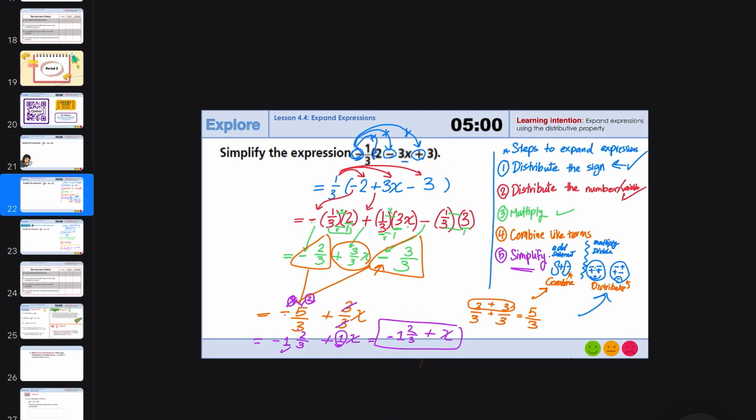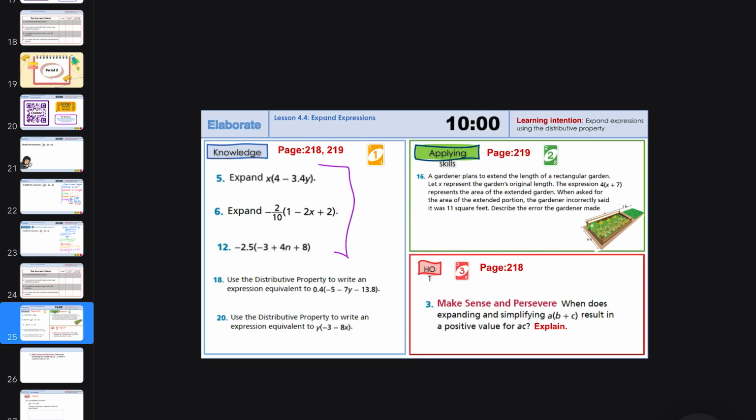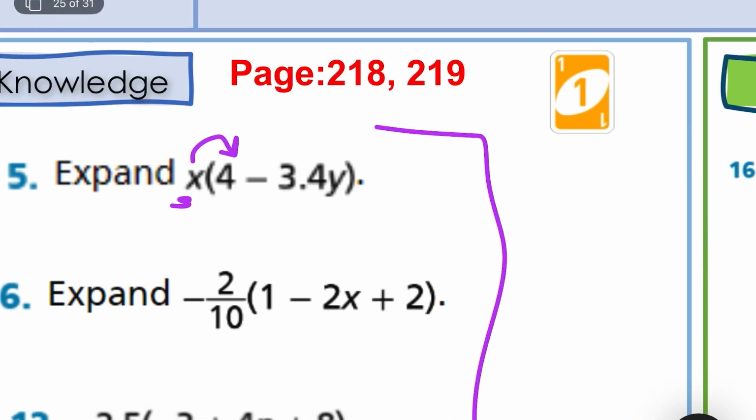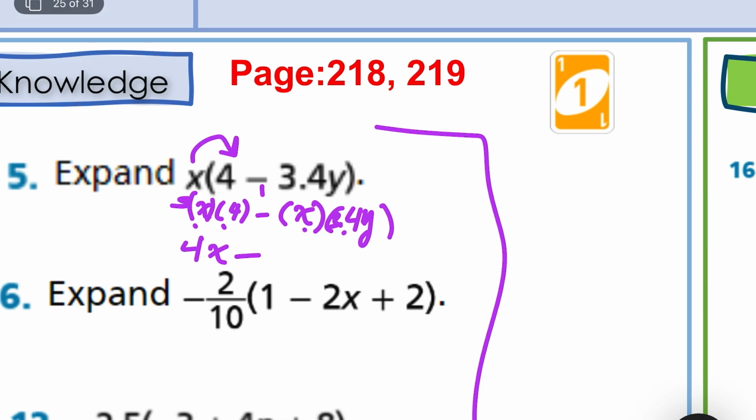Try to practice some questions from the book. Here you have a lot of practice questions. Variables, we distribute the same way. We multiply the x by the 4. It's going to be brackets. Just put the negative, and then x by the 3.4y, and then x times 4 is 4x minus. There are no numbers to multiply, just write 3.4, and then the x and the y, both of them are variables and both of them we write down. Since they are unlike terms, we cannot combine them, and I'm done.